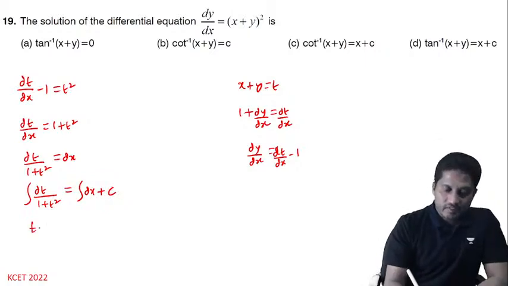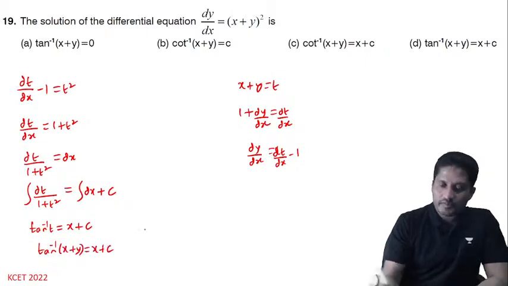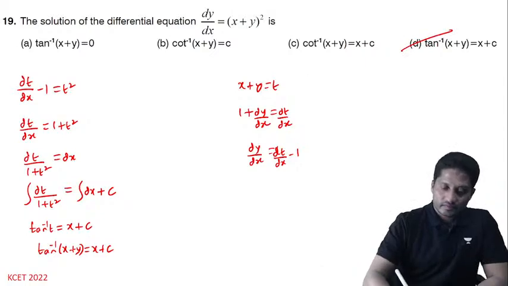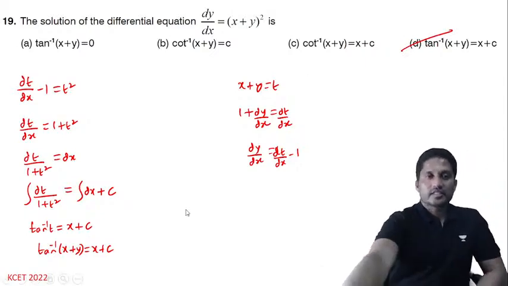Integration of 1 by 1 plus t square is tan inverse of t. Integration of dx is x plus c. So tan inverse of t is equal to x plus c. It should be the last option, D. Isn't it, guys? Let's move to the next question.